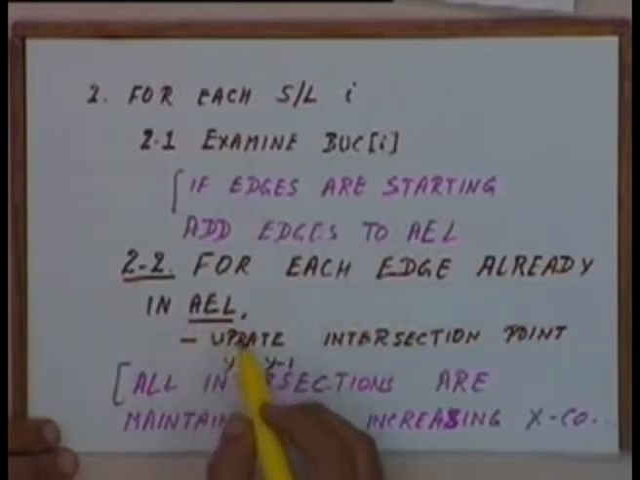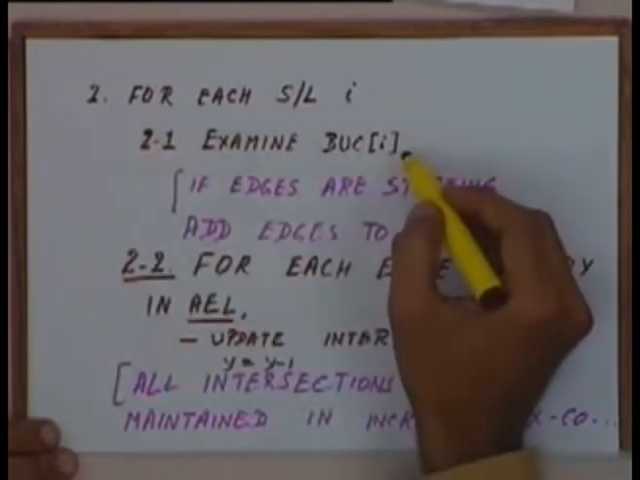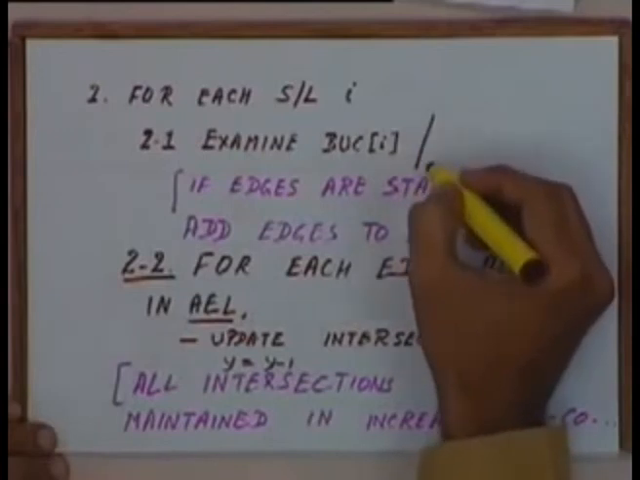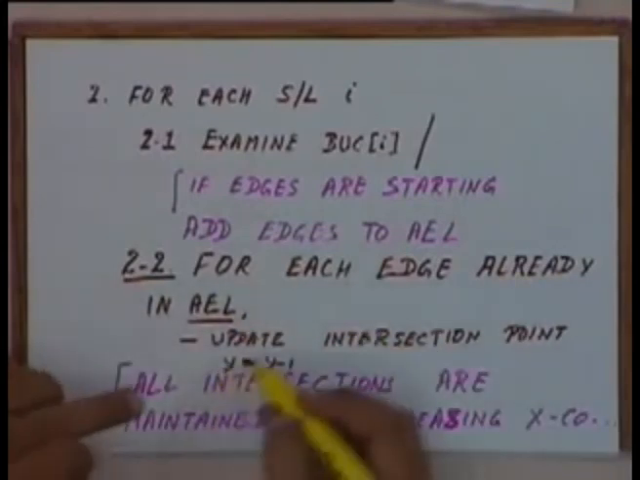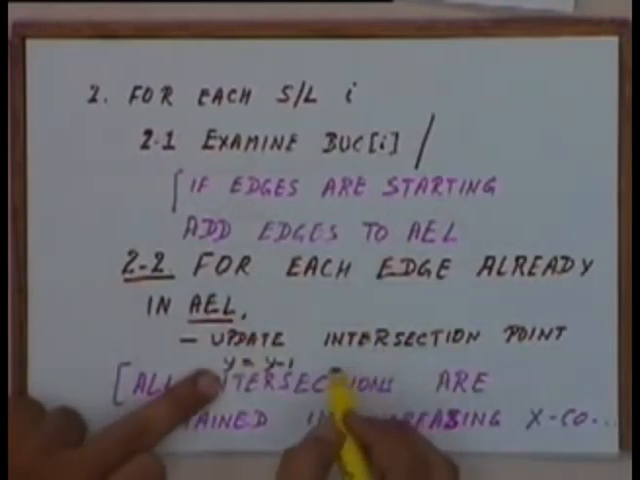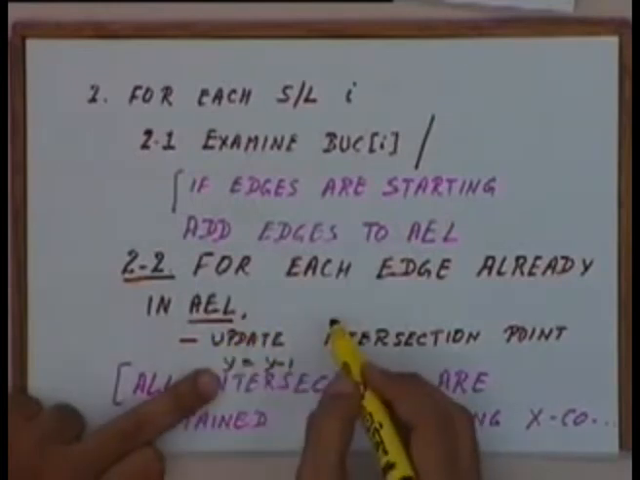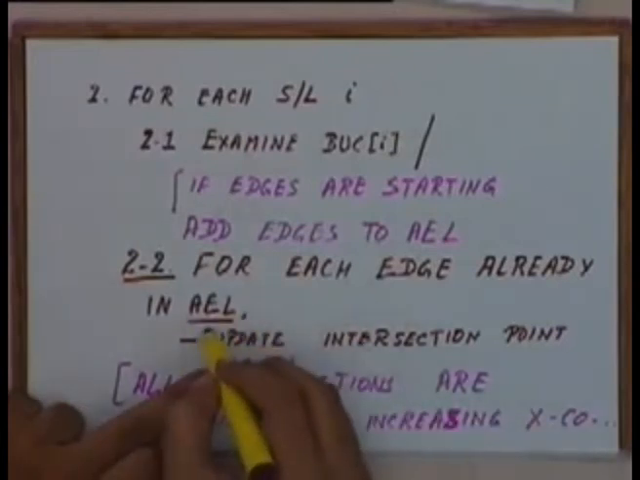For each edge in the active edge list, we will have to say y equal to y minus 1. And in the beginning, when we are examining the bucket for new edges, in addition to this, we will also have to examine whether some edge has come to an end. Or we can examine it right here before updating. We can examine whether the y coordinate is less than 0. If it is less than 0, you can simply delete it. At this point, we can do that.